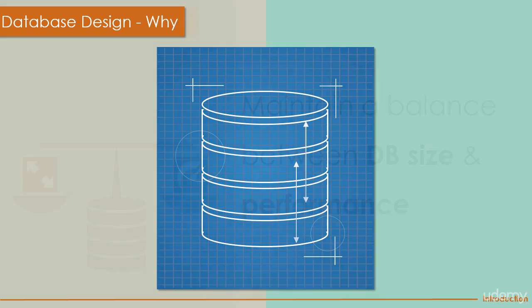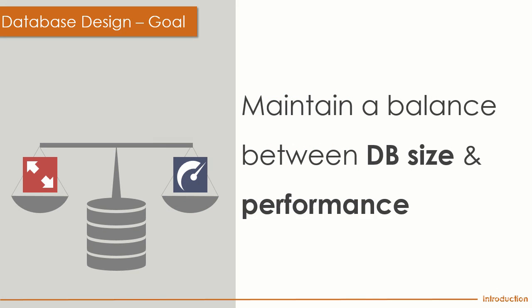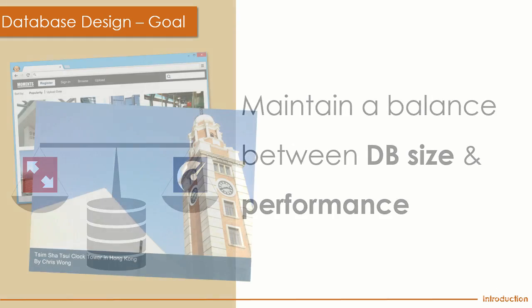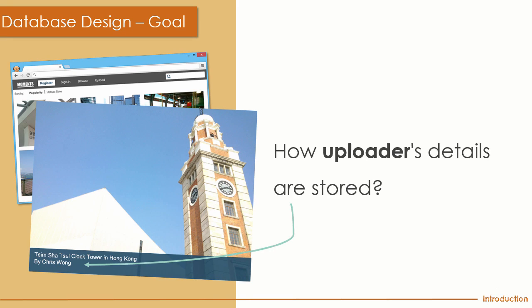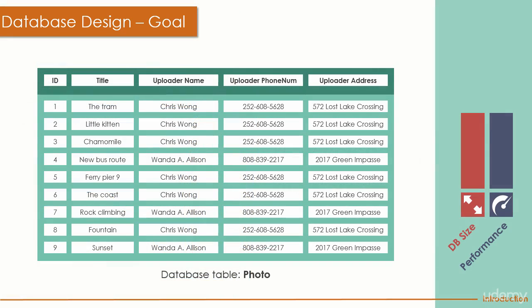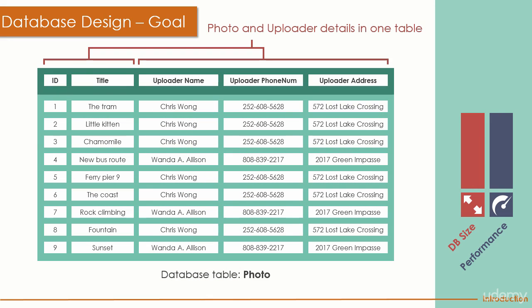A good database design serves the goal of maintaining the balance between the database size and the performance. So let me show you a simple example about how to balance this size and performance. Here we have an example where we have a photo. Under the photo, we have the uploaded detail, like who uploaded the photo. This is uploaded by a person called Chris Wong. You can imagine you can save in the database like that. You have saved all the photo and uploaded detail in one single table.